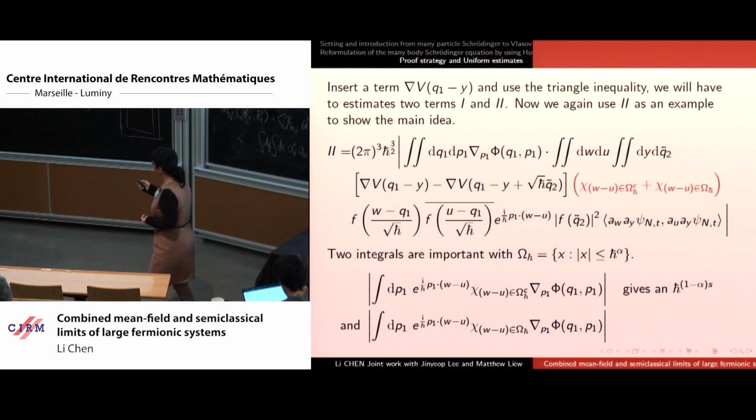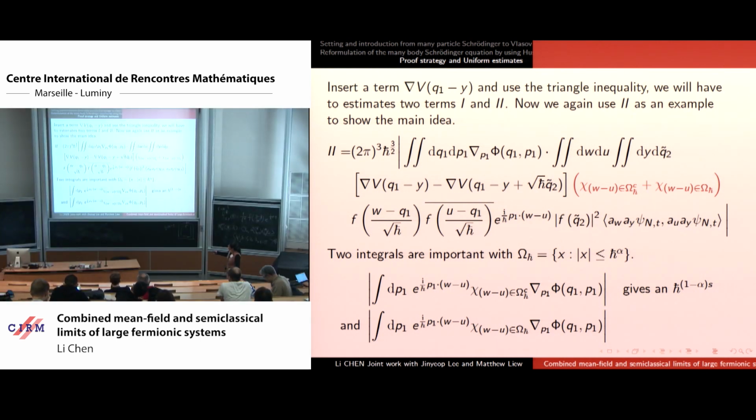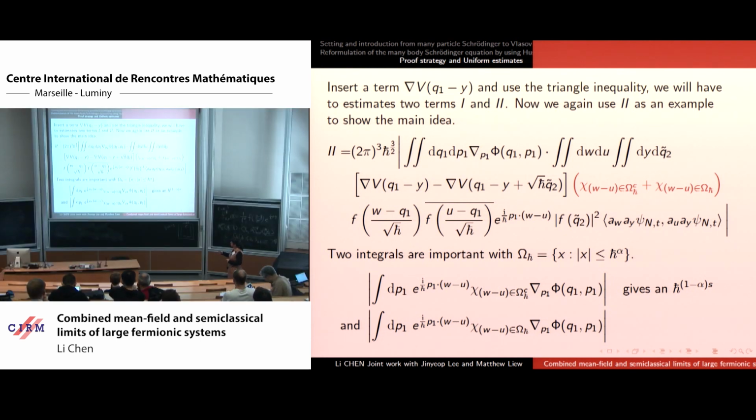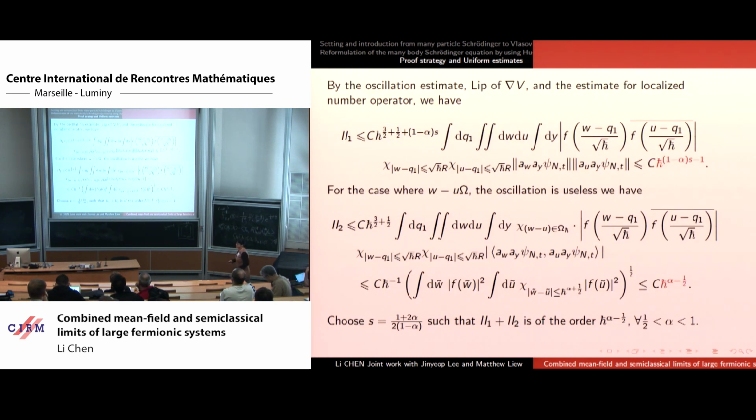Okay, then as the first part, if you look at the integral, it's only the integral in P1 that goes to the phase factor and the test function. So this will give us h with the power 1 minus alpha multiplied by s. This s has to be balanced later on with the second term. And in the second term, we gain also something. In the second term, originally, you have only w minus v of order h square root of h somehow, but now we have the h alpha. We gain something. So that's almost the last slide.